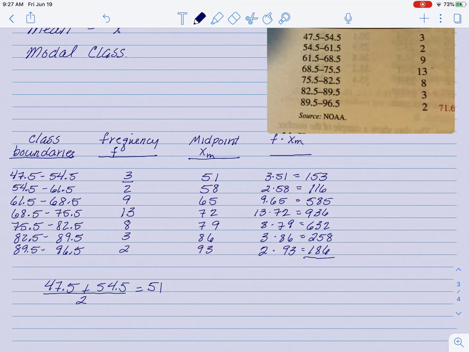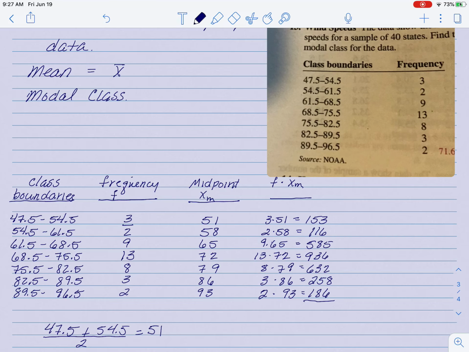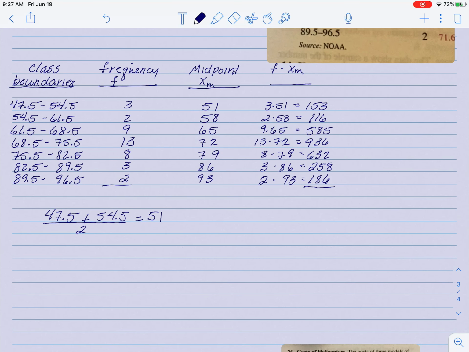All right. Now, remember before when we found the mean, it was the sum of all the data points divided by the total number of data points. Now, we have to find those types of values in this set. The total number of data points is n, and n is equal to the sum of all the frequencies. So we add up the frequency column: 3 plus 2 plus 9 plus 13 plus 3 plus 2. That gave us 40 data points. That makes sense, since we were looking at the wind speeds in 40 states.